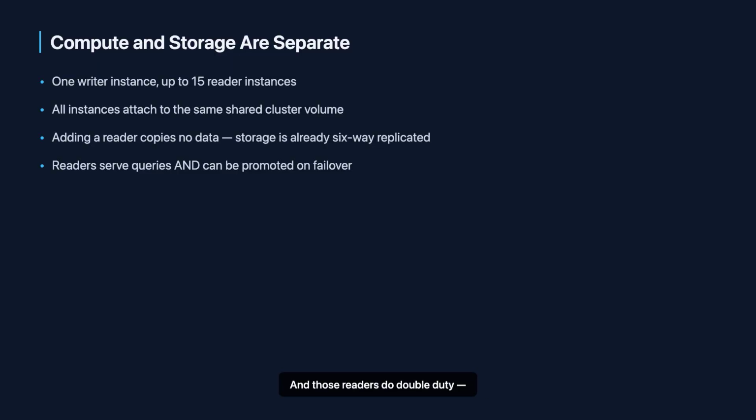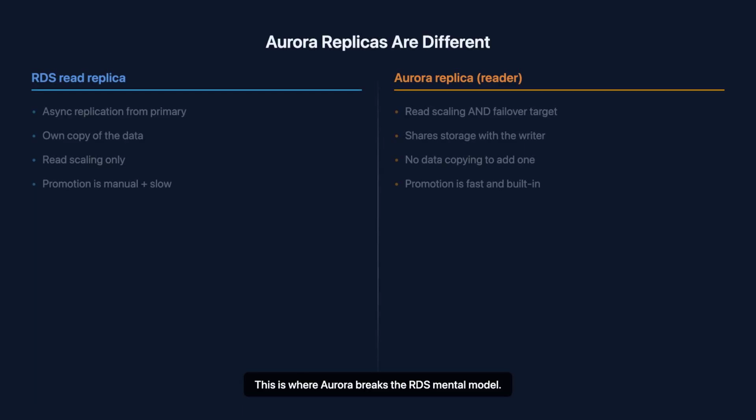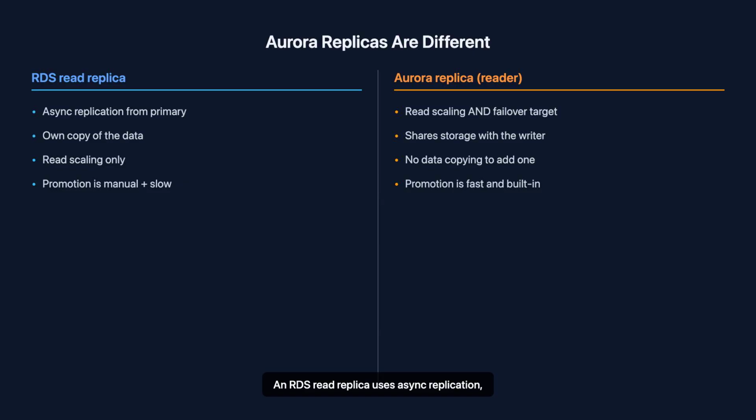And those readers do double duty. They serve read traffic during normal operation, and any one of them can be promoted to writer during a failover. This is where Aurora breaks the RDS mental model. An RDS read replica uses async replication, holds its own copy of the data, exists only for read scaling, and promotion is manual and slow. An Aurora reader handles read scaling and failover, shares storage with the writer, requires zero data copying to add, and promotion is fast and built into the cluster.